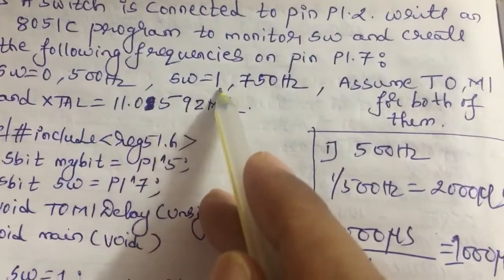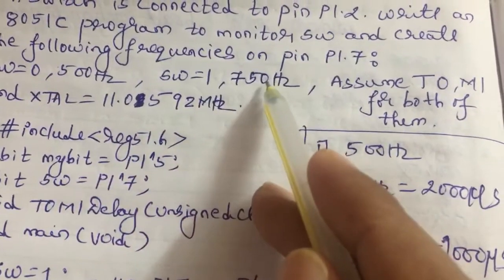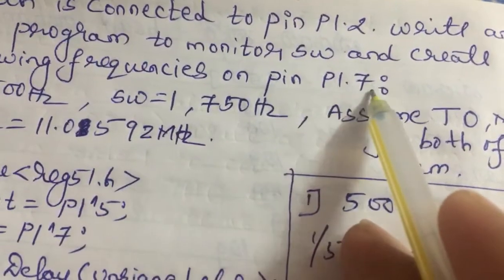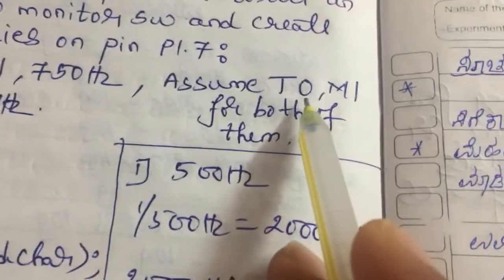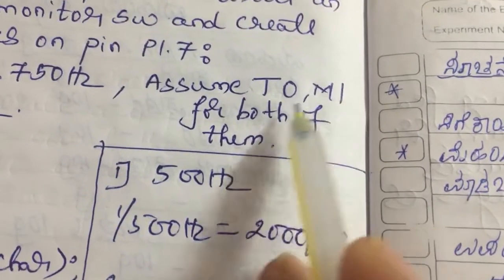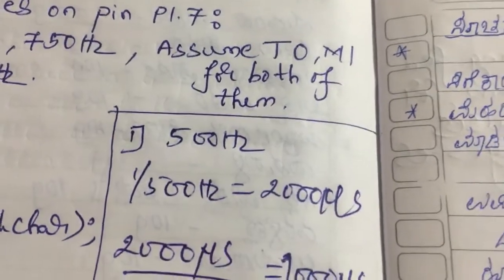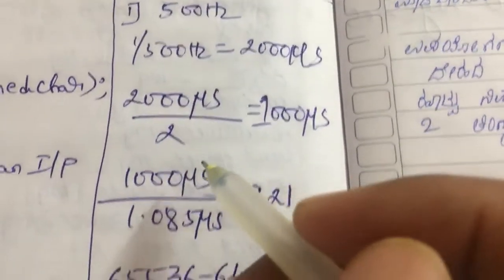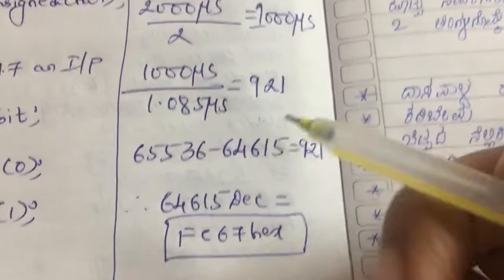If the switch is equal to 1, a square wave of 750 Hertz is to be generated on P1.7, taking care that we should use timer 0, mode 1 for both of them. First I will show how to calculate the values of the timer registers. Then we will go with the program.